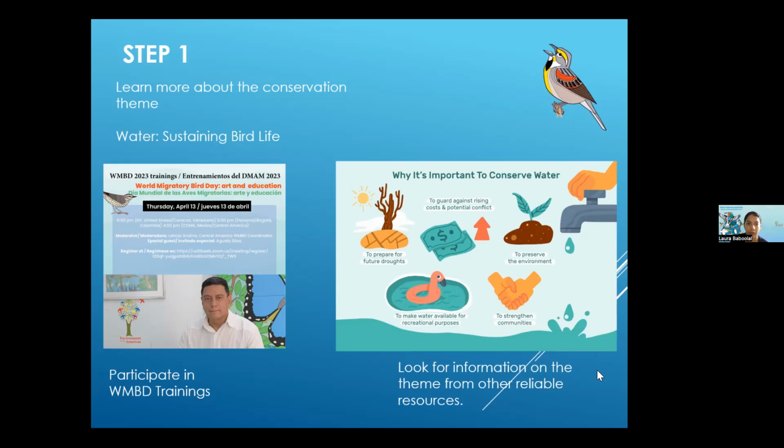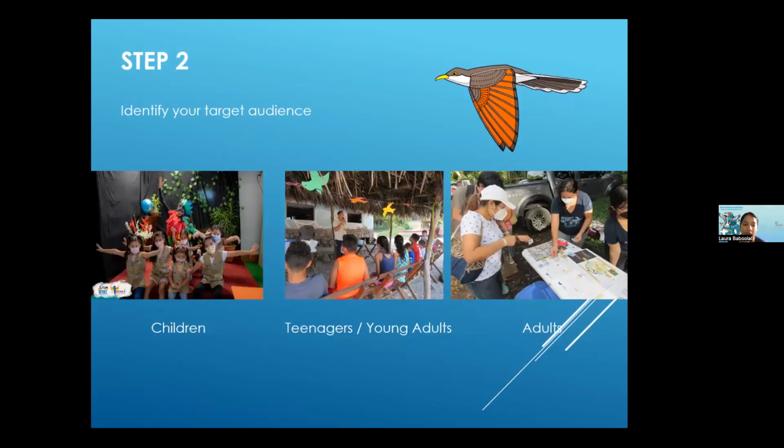So the next step, step two, identify your target audience. So if it's just kids, if it's just teenagers or young adults or adults. You can always tweak and adjust your activity, your event to suit your group. And I know in some cases there are mixed groups, so you can always be more creative. And even adults do like to do coloring activities and crafts and all of that, so it tends to always work out even if you have a mixed group.